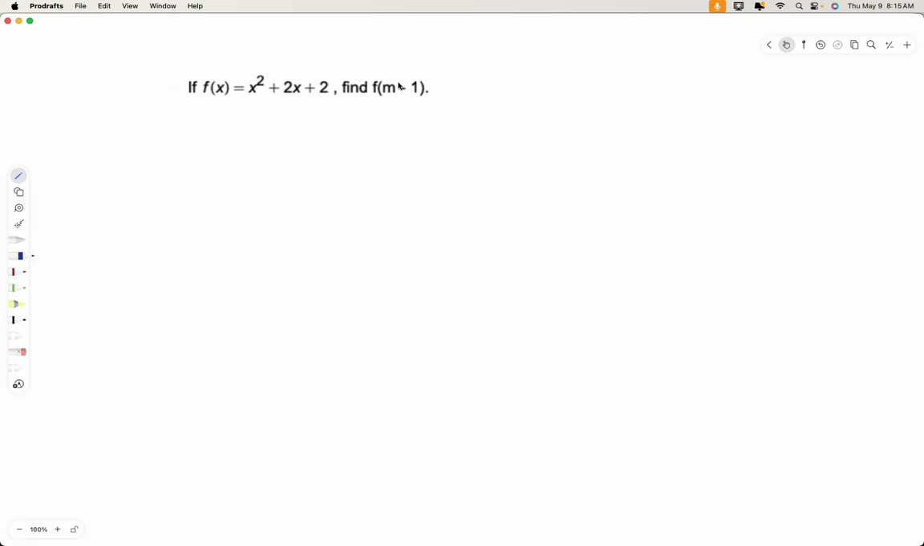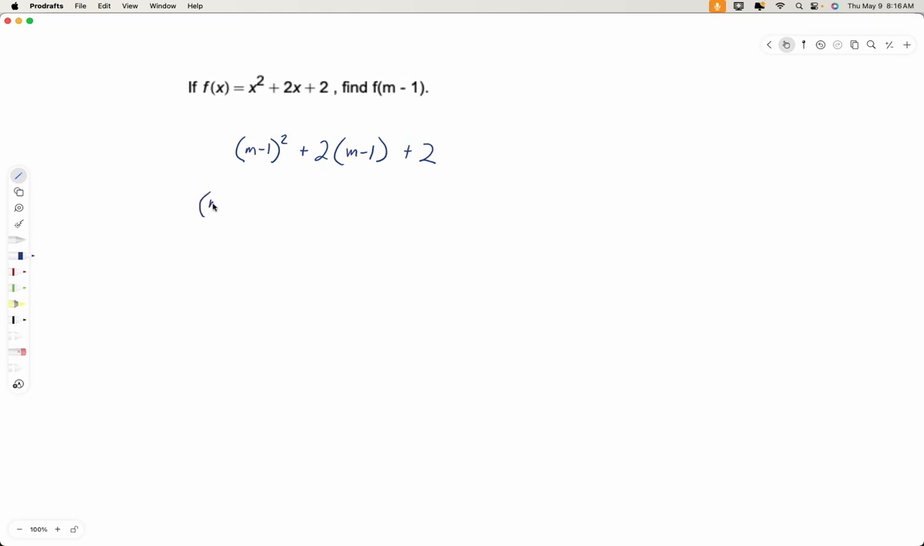So all you're doing is you're taking whatever is in this parenthesis for the function f, and you're substituting for x in the function f. So that means we have m minus 1 squared, because that takes the place of x, plus 2 times m minus 1 plus 2. So you see, wherever the x was, I just put in this value. That's all you're doing. It's just a substitution. So now we just do the math.